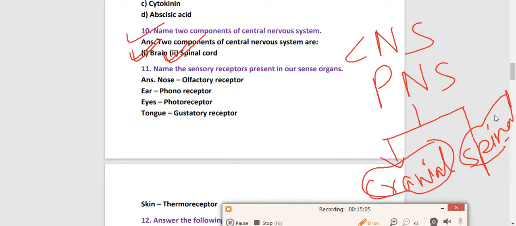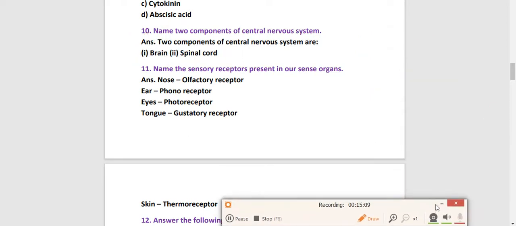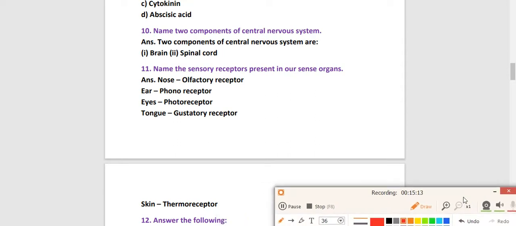Now let's come to question number 11. Name the sensory receptors present in our sense organs. We have to write the names of the sensory receptors which are present in our sense organs, right? So first one is nose. Let's see which receptor is present in our nose. In our nose, olfactory receptors are present.